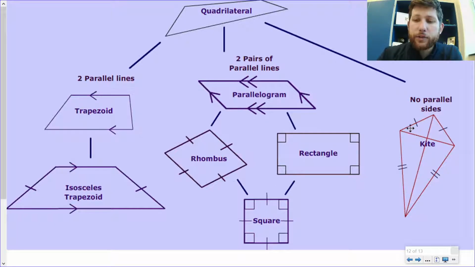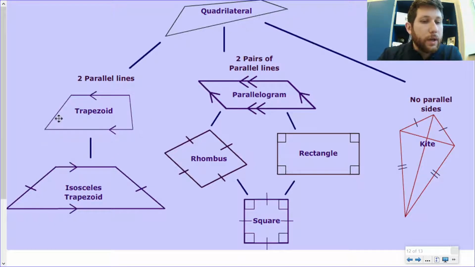So let's first start off with the kite. The kite is a kite and a quadrilateral. Remember, anything shaped with four sides is going to be a quadrilateral. Notice the distinctive features of a kite. It's got two sets of congruent sides, but they're next to each other rather than opposite to each other. So that's a key thing to understand with a kite.